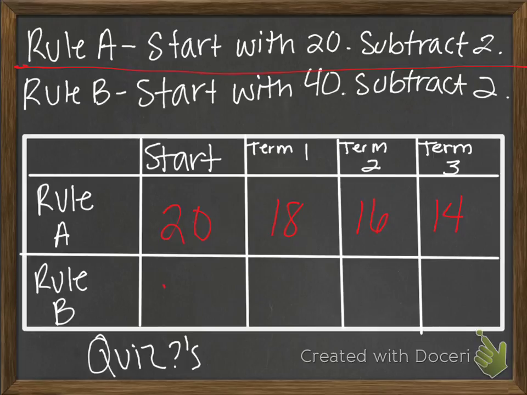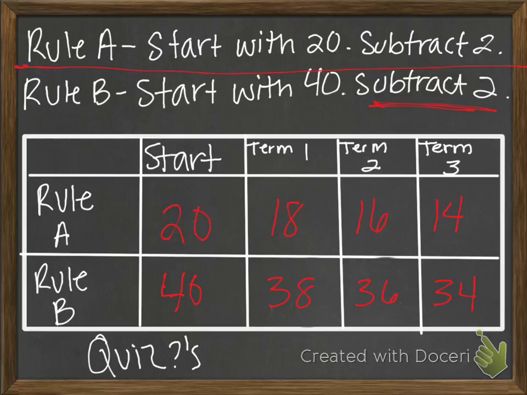Now rule B, it says start with 40. So in your next quiz question, I want you to fill out all 3 of these. So the rule is start with 40, we did that, and subtract 2 each time. You tell me what goes in these 3 boxes, please. And you should get 38, 36, and 34.